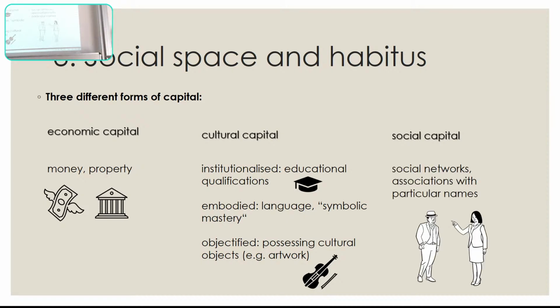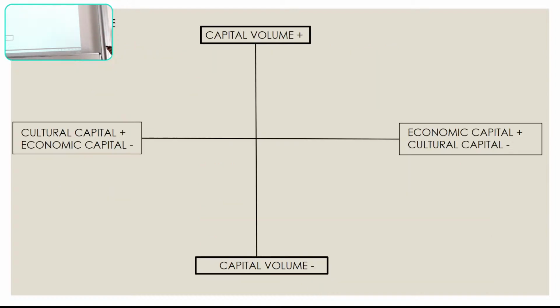And then we have social capital, which is our social networks and our associations with particular names, clubs, and families that, for instance, open doors or get special treatment and opportunities. He also talked about a fourth capital, symbolic capital, which I don't have on here. To make it really simple, it's a reputation or prestige that someone has. And people possess different levels and combinations of all these capitals.